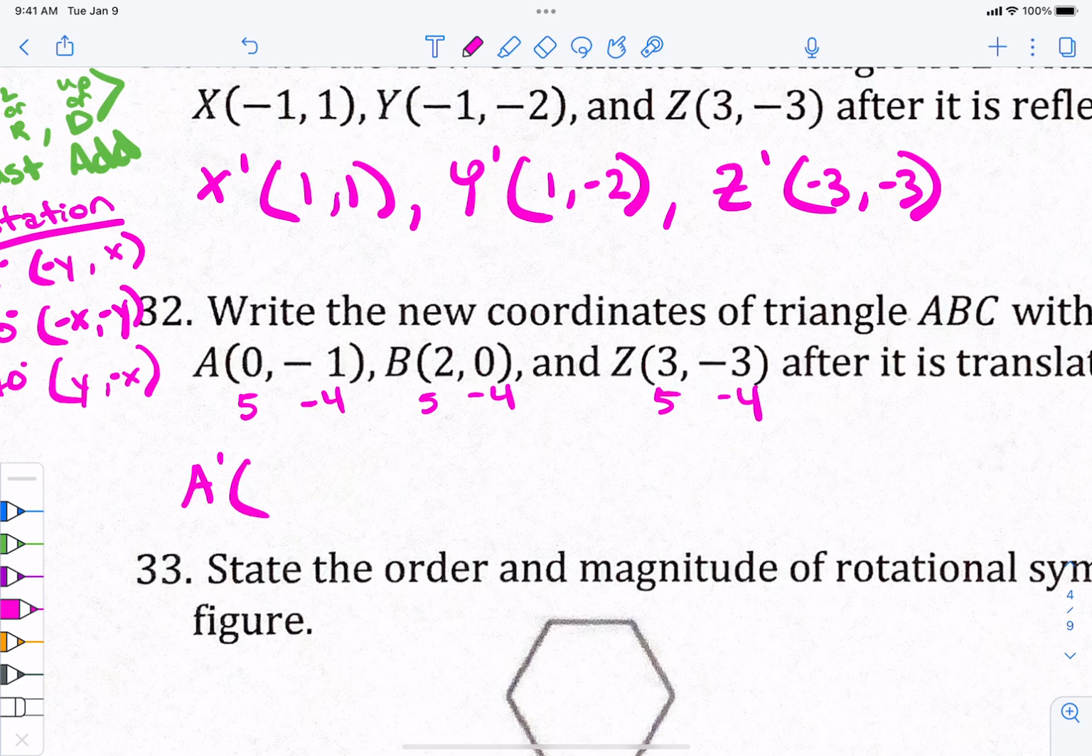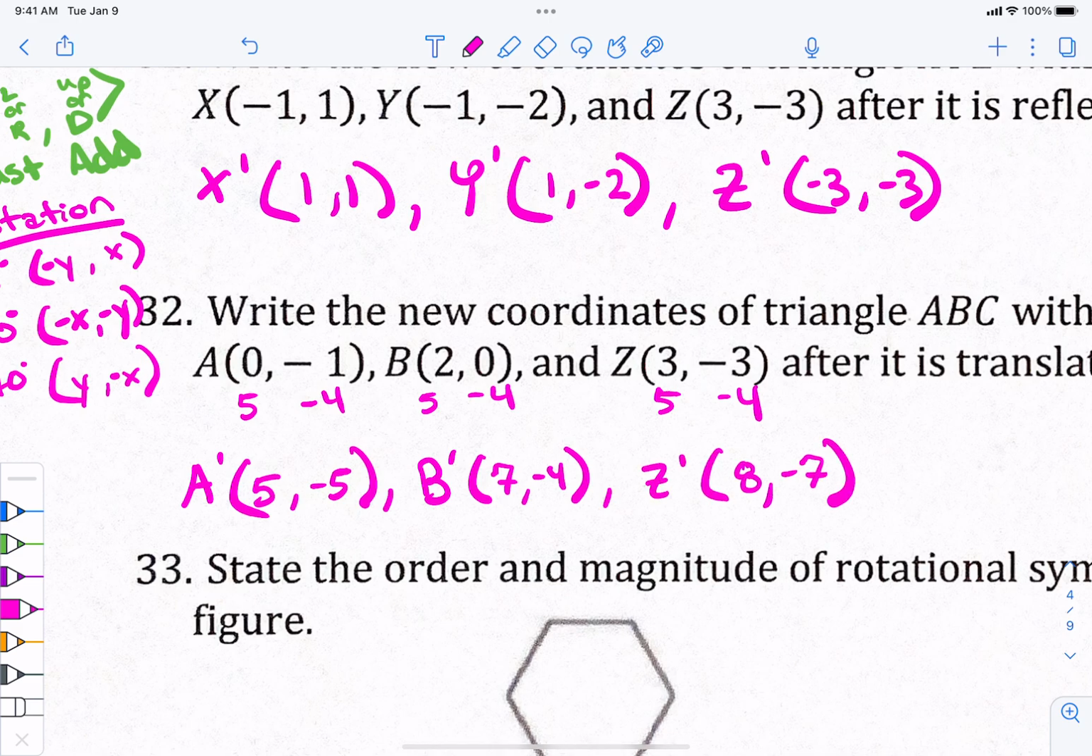A prime. If I'm adding 5, -4, that will be 5, -5. Why did they go A, B, Z? I don't know. B prime, 7, -4. Yeah, it does. That's weird. Okay, Z prime. 8, I'm guessing that's a typo too. 7, whatever. Okay, yep, 8, -7. Perfect.